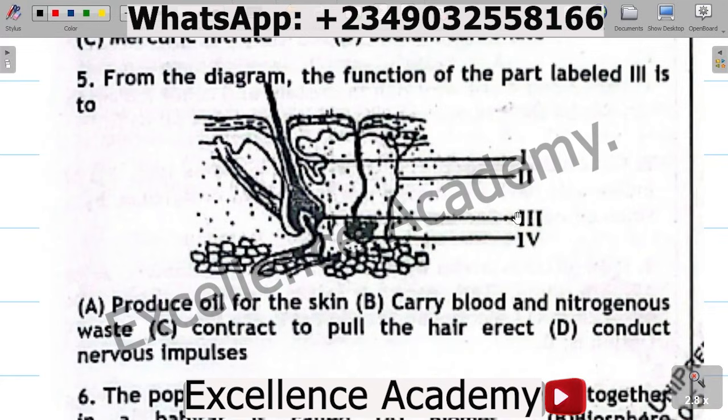So from the question, the function of the parts labeled III, which I said option III is the hair follicle. So the correct option is C. It contracts to pull the hair erect. That's the function of the hair follicle.